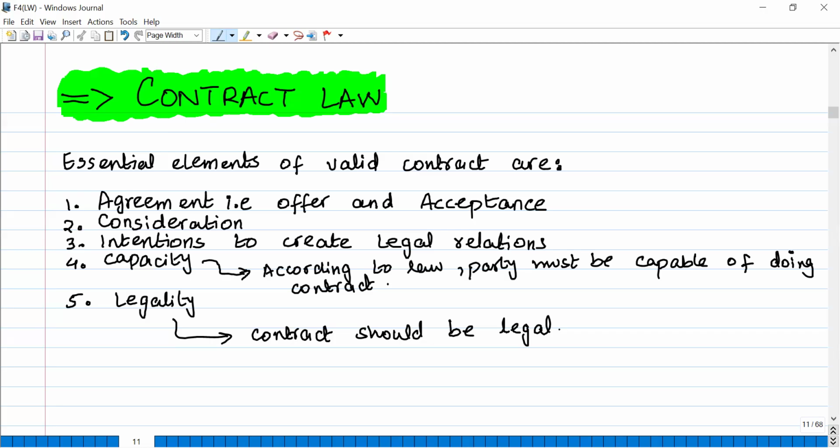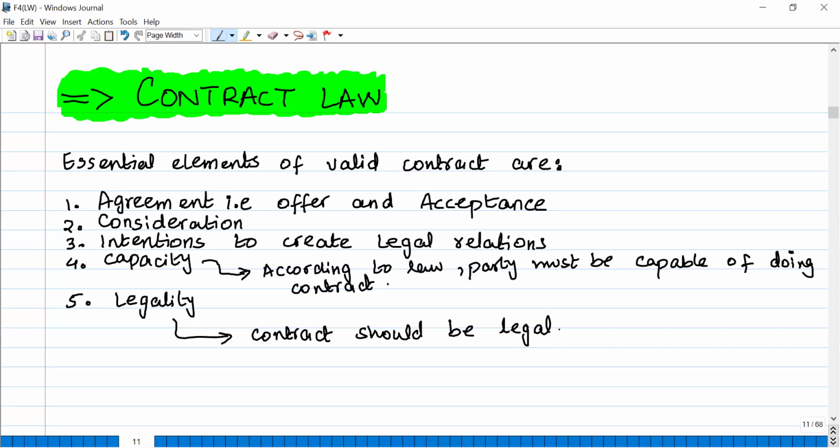For example, let's say there are two brothers and one brother asks the other brother, can I have your car? And the other brother says, yes, you can have the car, it is all yours. So "it is all yours" does not indicate that the elder brother has the intention to create legal relation. The younger brother cannot say, you said the car is all yours. It does not mean that the car is actually his. Why? Because there was no intention to create legal relation. So to form a contract, there must be an intention to create a legal relation.